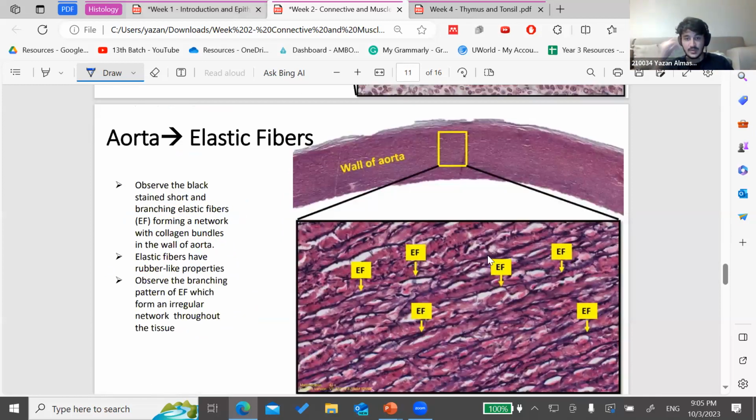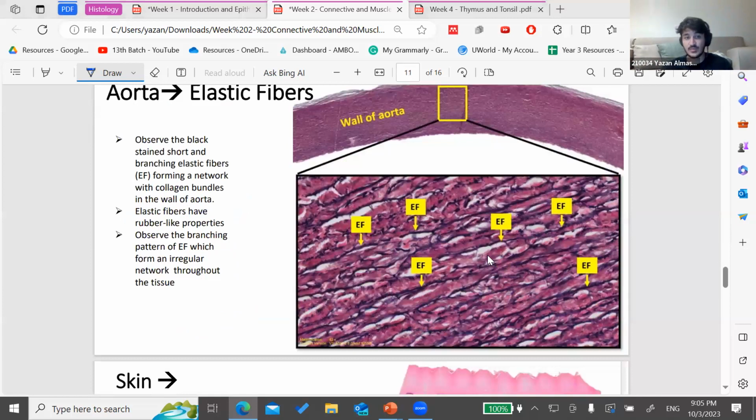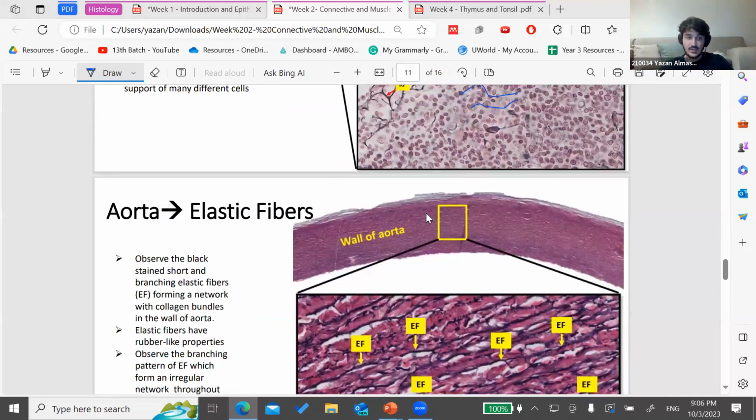Now, and then we have what? We have the elastic fiber. Elastic fiber, it's really important. From the name, it's elastic. It allows for the artery to expand and go back to its original size, okay? And this is found where? In the aorta.